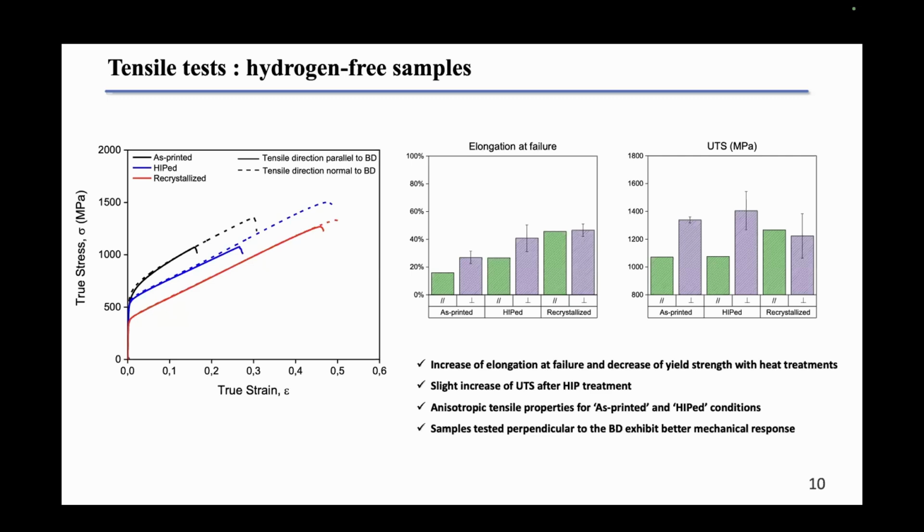Then we also observe anisotropic behavior, especially for as-printed and HIPed conditions, which is attributed to the columnar grain structure. Also, we see that the specimens tested perpendicular to the building direction exhibit better mechanical properties.